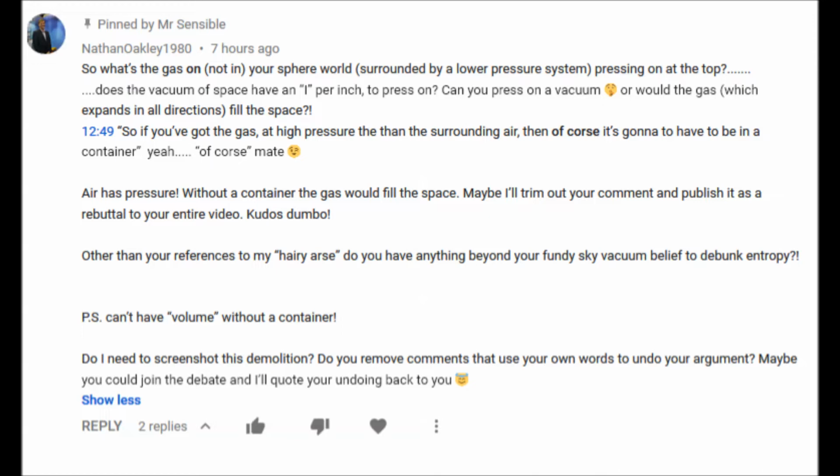Well then, Nathan, I suggest you explain to us how you can have ground level or sea level air pressure of 14.7 pounds per square inch, and 1,000 feet up, it's lower. Why doesn't the higher pressure air rush in to fill the space? There must be something holding it down, and there's no membrane.